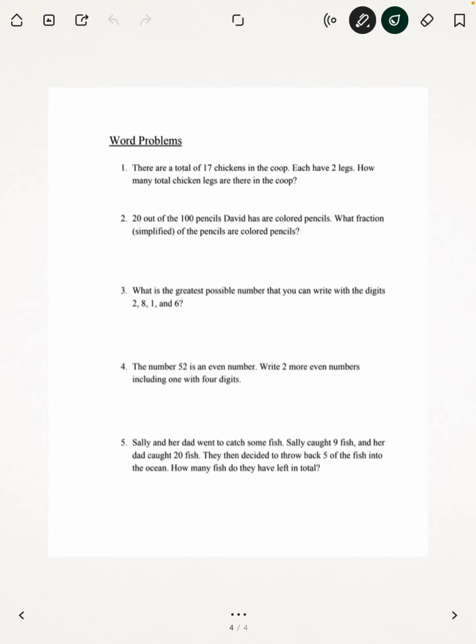Last topic that we're going to be going over today is word problems. And I'm going to be starting out with number 2. It says 20 out of the 100 pencils David has are colored pencils. What fraction simplified of the pencils are colored pencils? So it says 20 out of the 100 pencils. When it says out of, that means it's going to be like over, like this. So it's a number over a number. And in this case, it's 20 over 100.